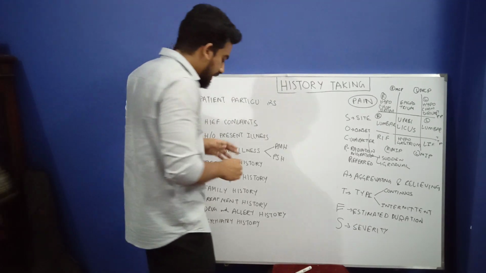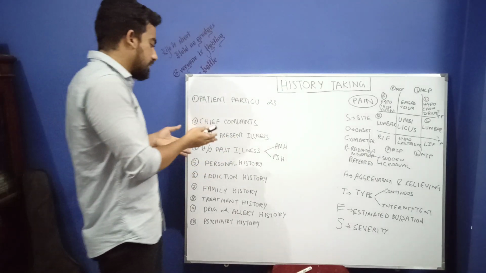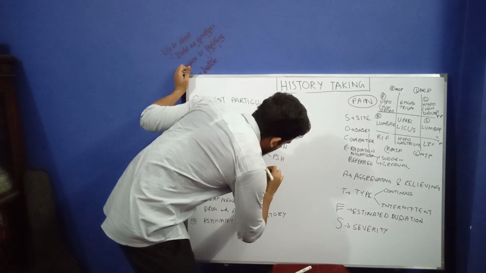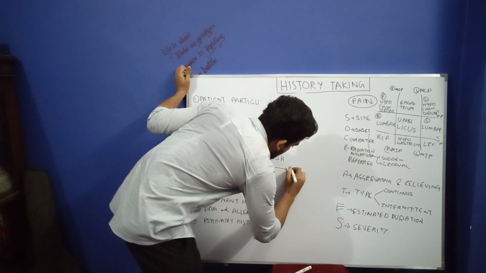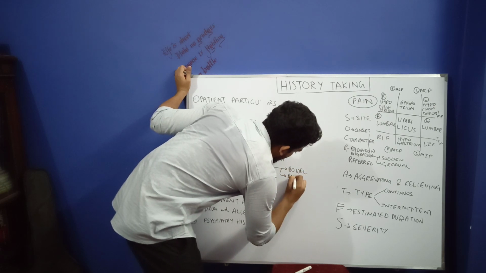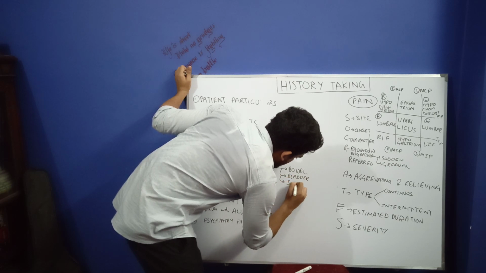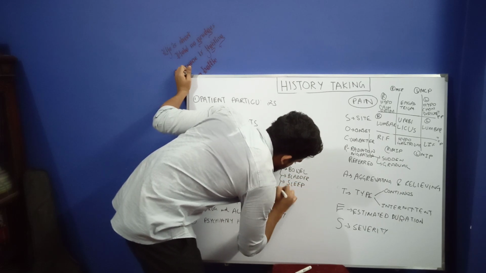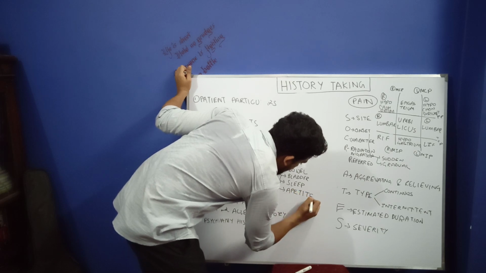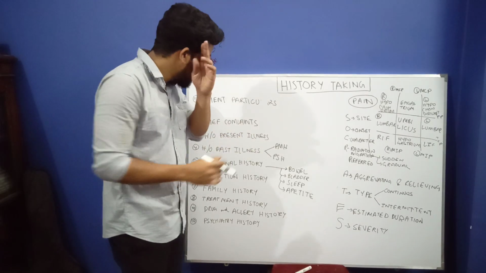Okay. Next, coming to personal history. In personal history, as I mentioned, either you can put the history of comorbidities over here or in past illness. Along with that, it has four separate points: bowel, bladder, sleep, appetite.